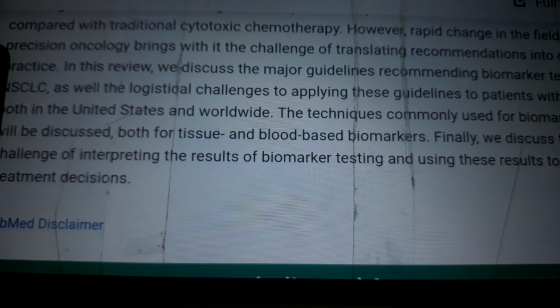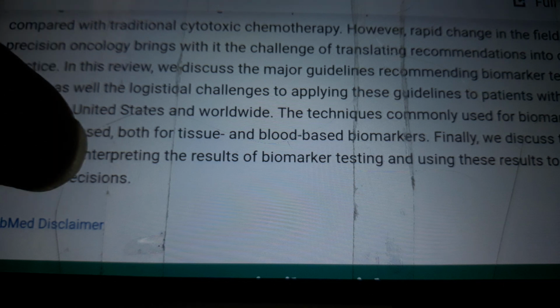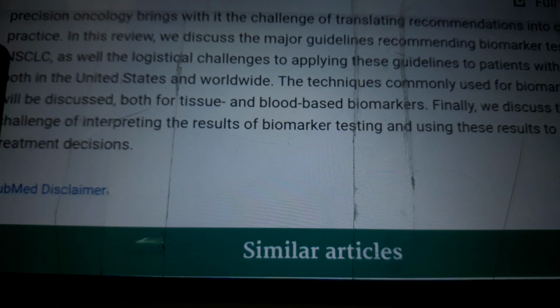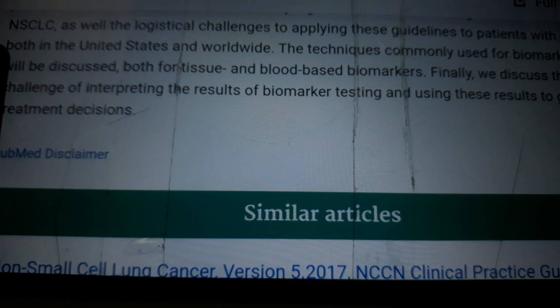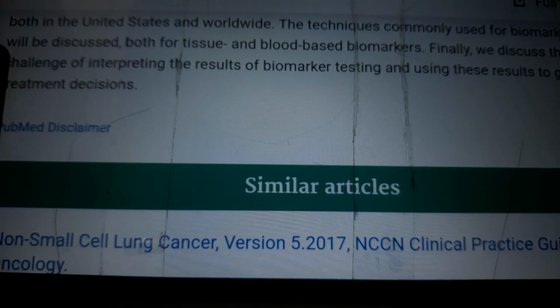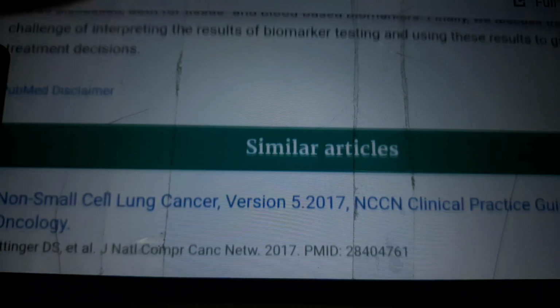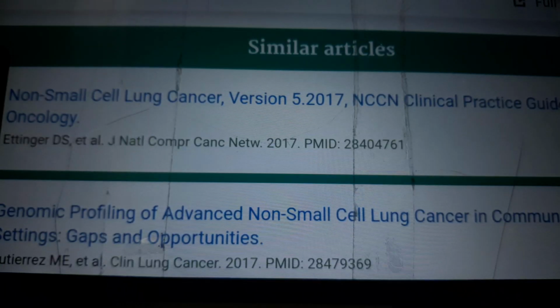However, rapid change in the field of precision oncology brings with it the challenge of translating recommendations into clinical practice. In this review, we discuss the major guidelines recommending biomarker testing in NSCLC as well as the logistical challenges to applying these guidelines to patients with NSCLC both in the United States and worldwide. The techniques commonly used for biomarker testing will be discussed, both for tissue and blood-based biomarkers. Finally, we discuss the challenge of interpreting the results of biomarker testing and using these results to guide treatment decisions. So we have articles based on these. We'll come back to them later.